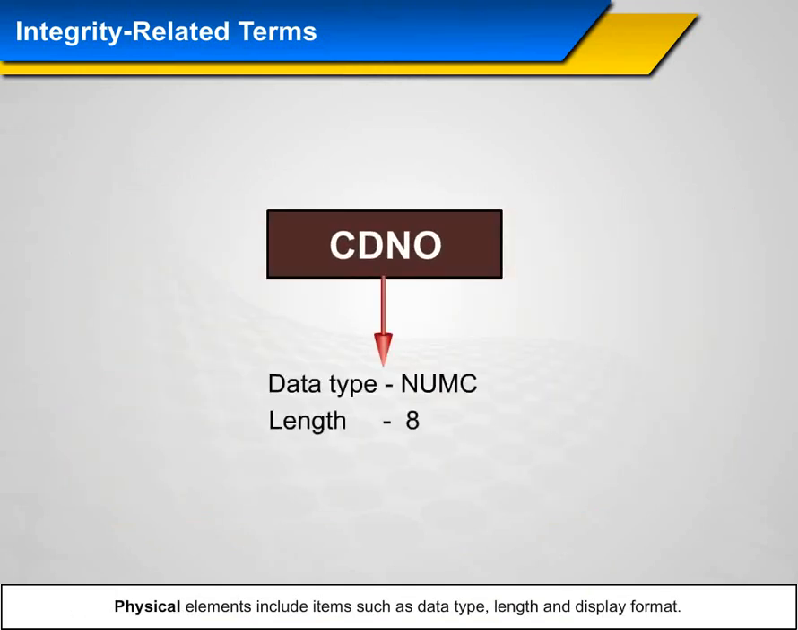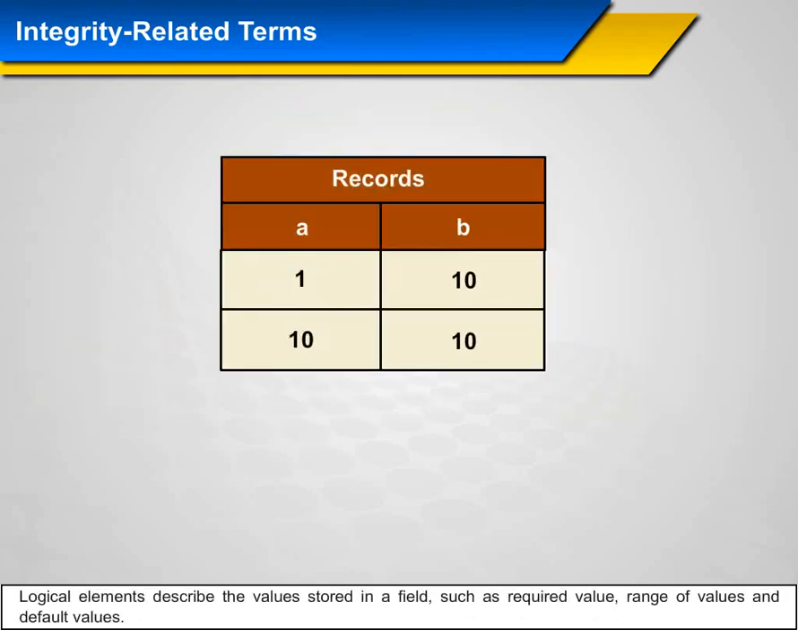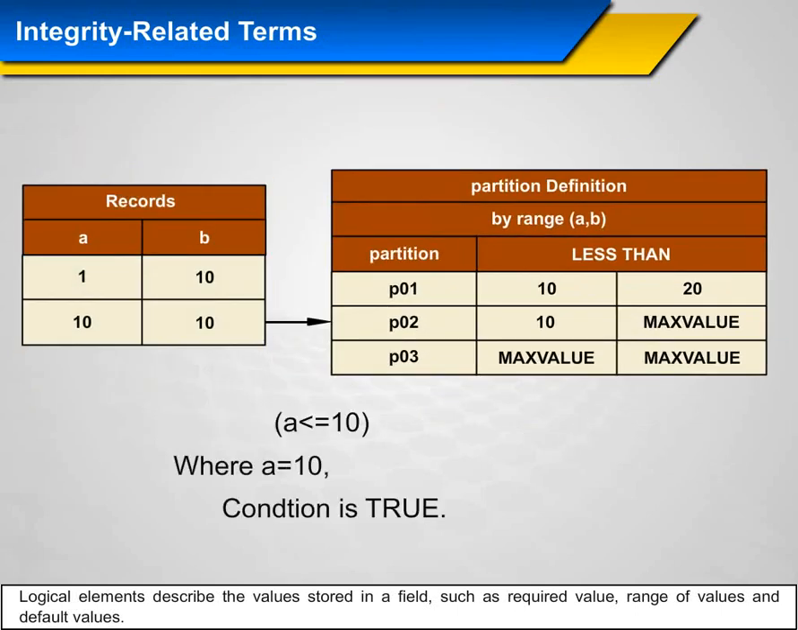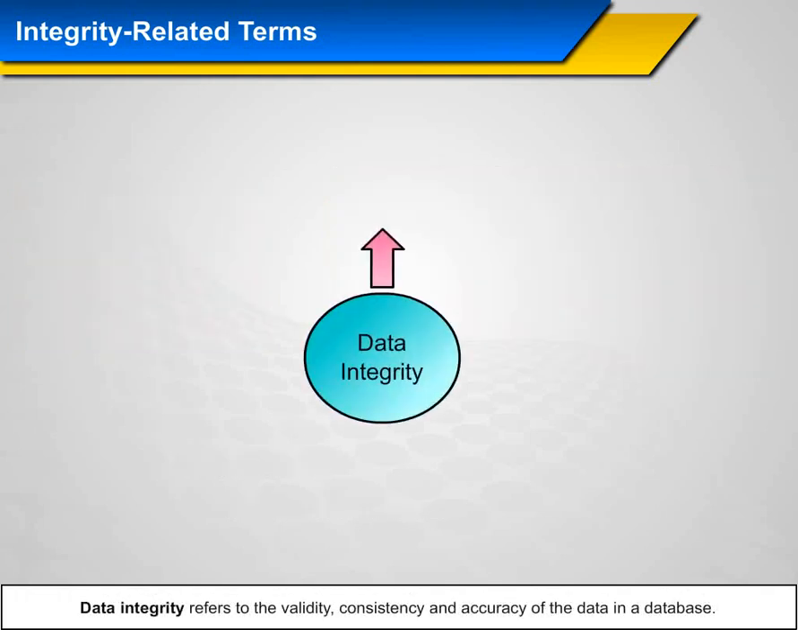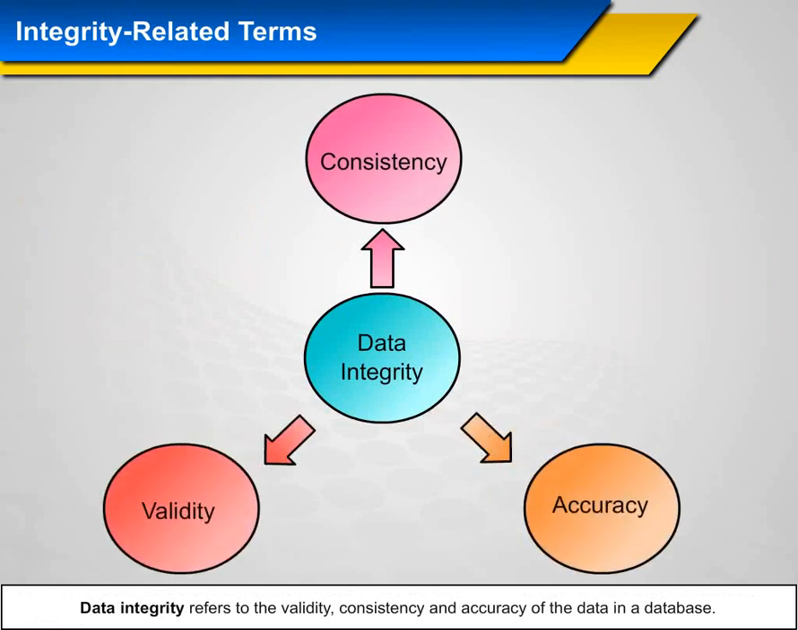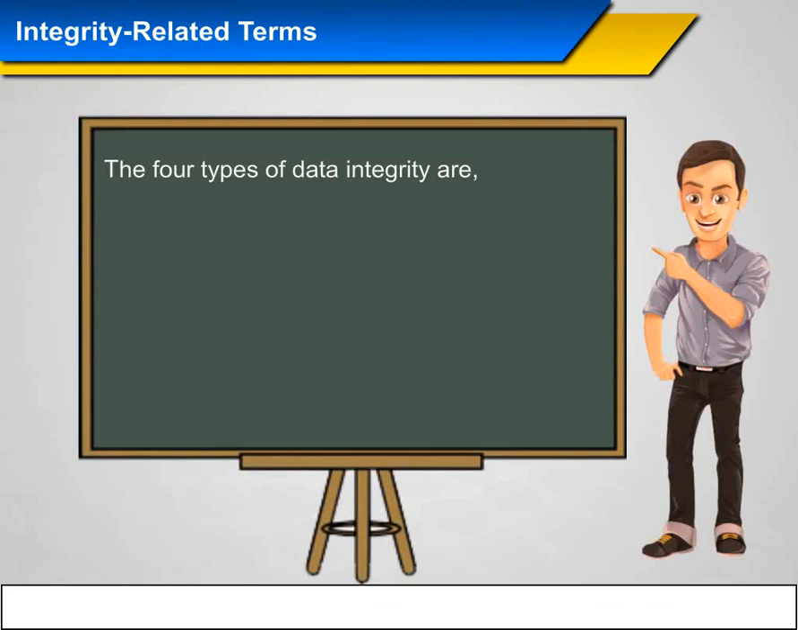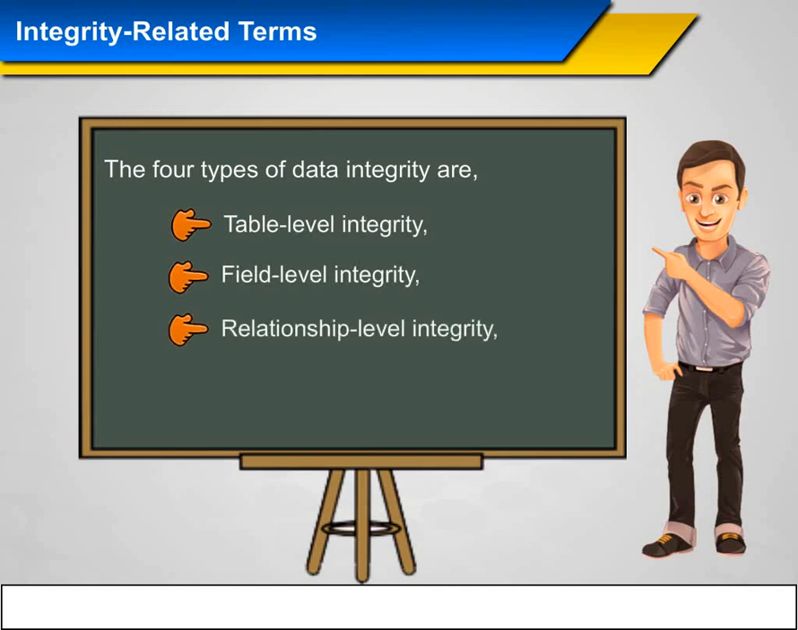Physical elements include items such as data type, length, and display format. Logical elements describe the values stored in a field, such as required value, range of values, and default values. Data integrity refers to the validity, consistency, and accuracy of the data in a database. The four types of data integrity are table-level integrity, field-level integrity, relationship-level integrity, and business rules.